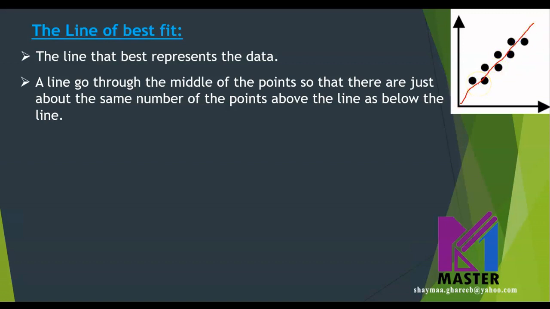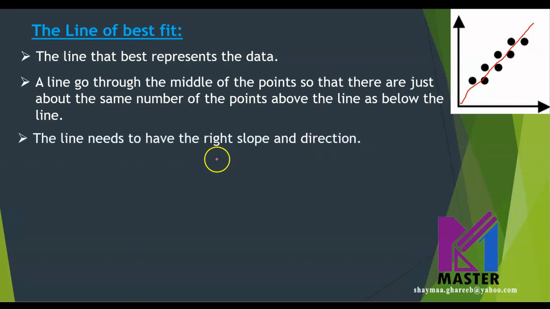It should be drawn with a ruler, of course. Look at the number of points above the line and the number of points below the line. They are equal. This line can help us to estimate or to find the approximate value of any data that is not included in the question. We'll see this in detail in the coming examples.